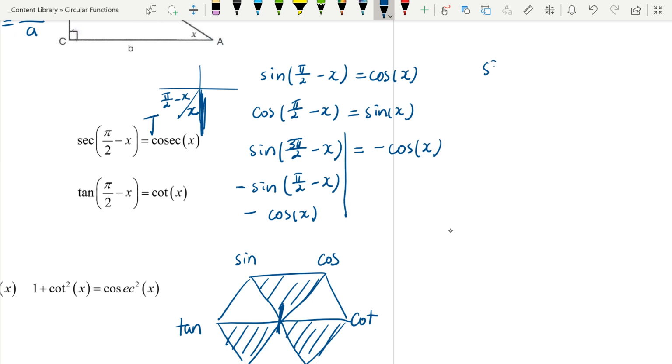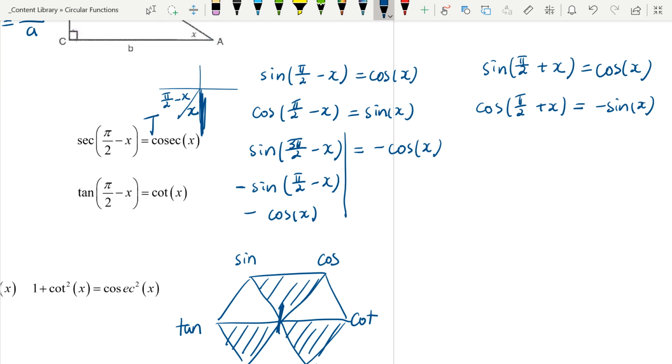The other one, sine of pi over 2 plus x. What's that? Think about where pi over 2 plus x is. Quadrant 2, so it's the sine quadrant, positive. So that's cos x. And how about cos of pi over 2 plus x? Negative sine x, correct.